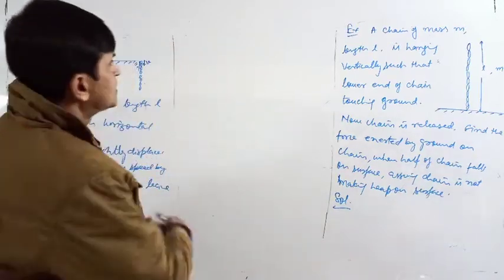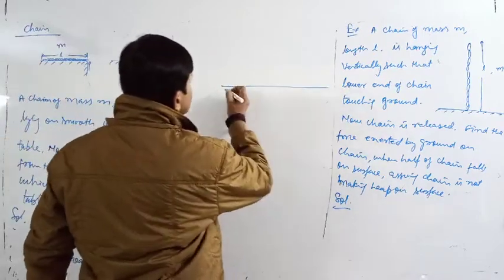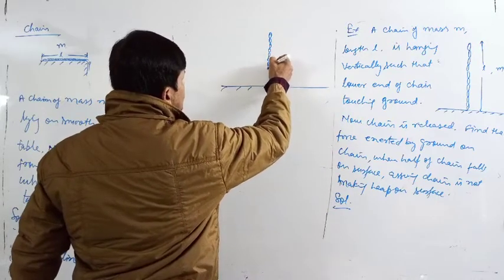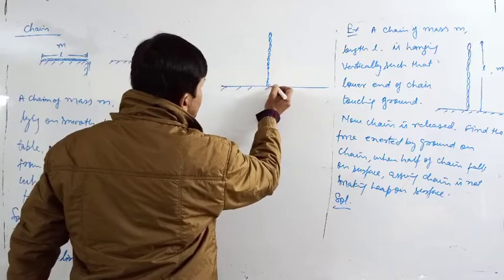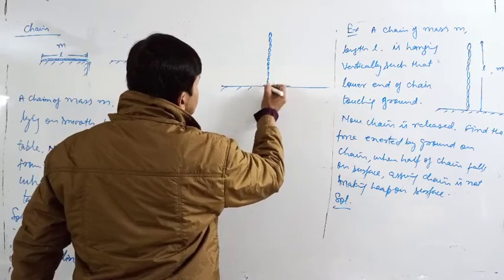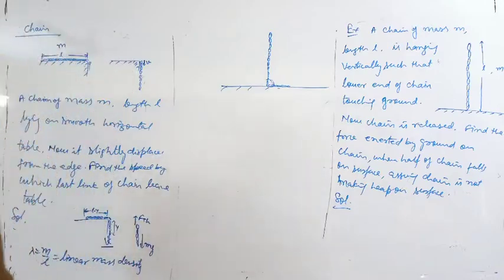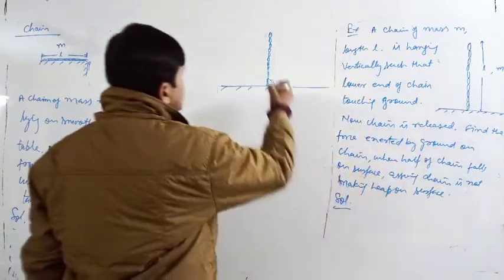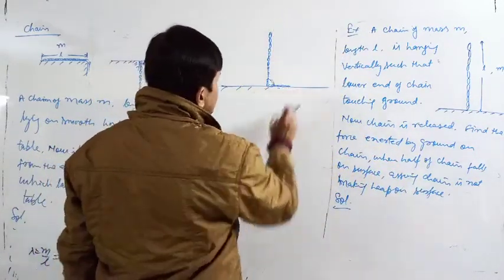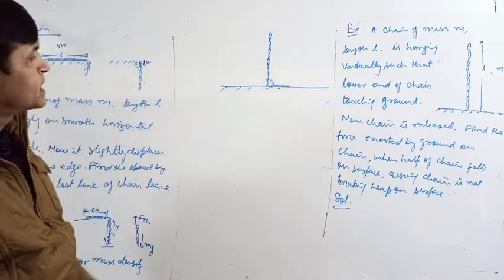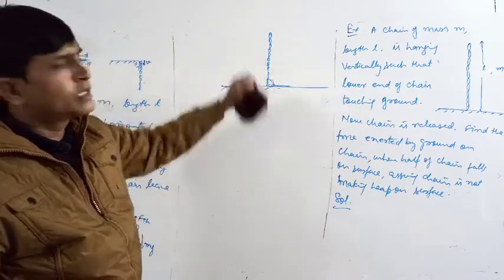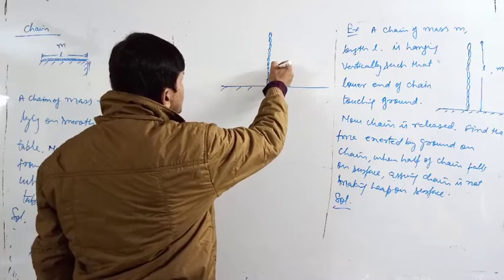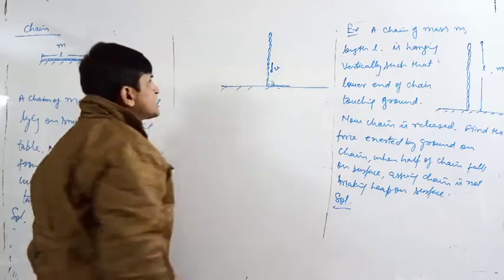It means when the chain is falling like this, it is not making heat. So what you are asking is, when half of the chain has fallen, it means L by 2 of the chain has fallen, then how much force is exerted by the ground on the chain? See, what we can do here: when the chain is coming, suppose at any instant v is the velocity of the chain.